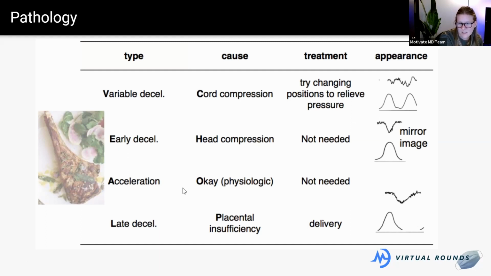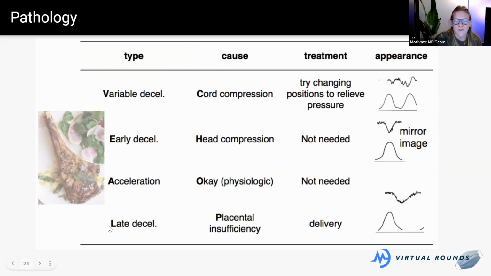An acceleration is not even pictured here. This is part of the 4th image here. But an acceleration is what we saw in that first category 1 tracing, where you just have these spikes that are going up. And that's actually normal. We want that to happen because that's telling us that the baby is responding appropriately and physiologically to the contraction stimulus. So accelerations are okay.